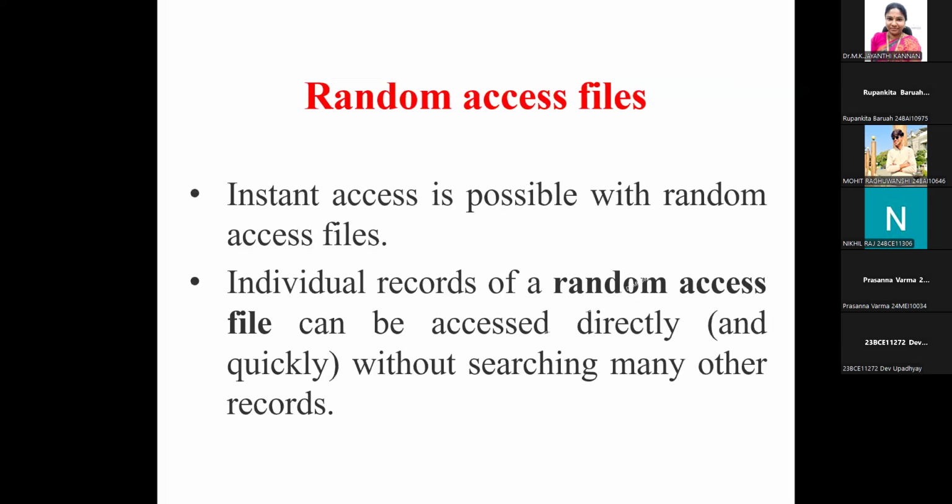To overcome the drawbacks of sequential access files, we found a new technology called random access files. It overcomes all the drawbacks we faced in sequential access files. The random access file supports instant access. Individual records of a random access file can be accessed directly and quickly without searching through many other records. Through the index or the address of a particular record, we can directly go to the memory location and read or write the content. No need to search sequentially.